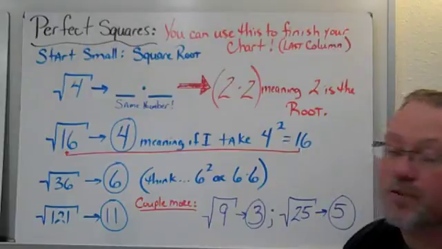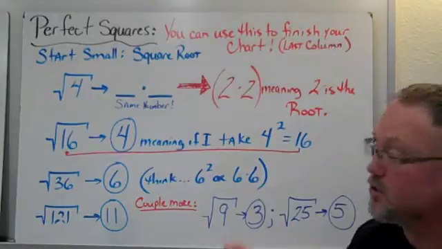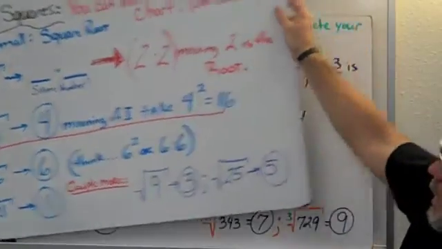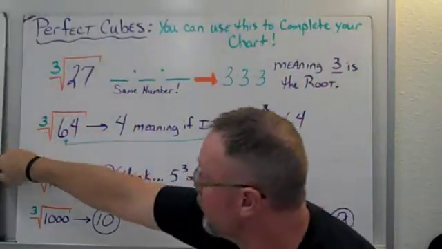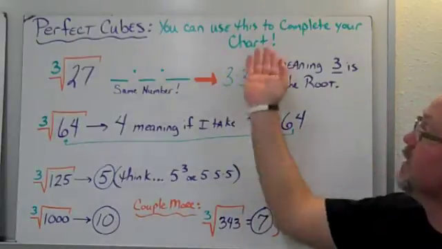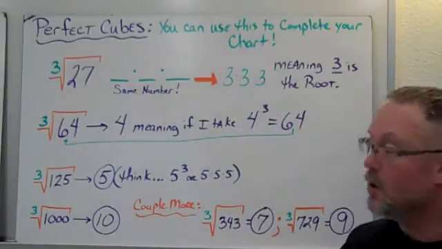So these are your perfect squares. They come out to whole numbers. There's no decimals or what we would consider irrational numbers in our real numbers section. For our second part, perfect cubes. Again, this is the other side of the chart, last column on this.